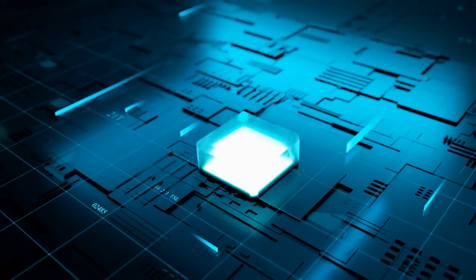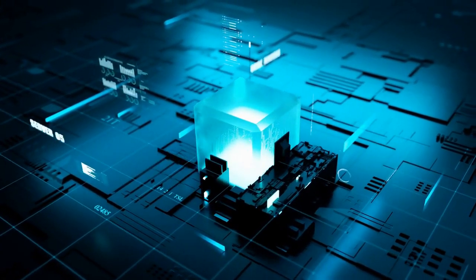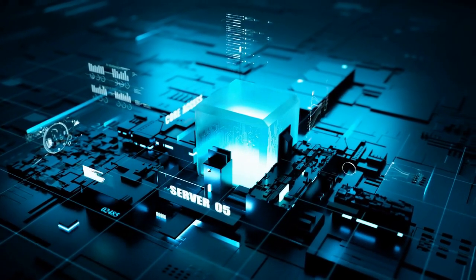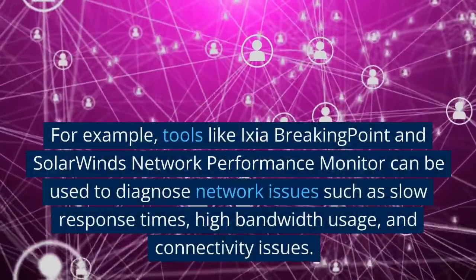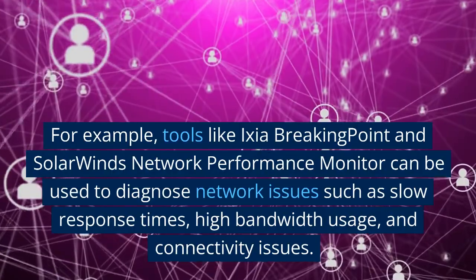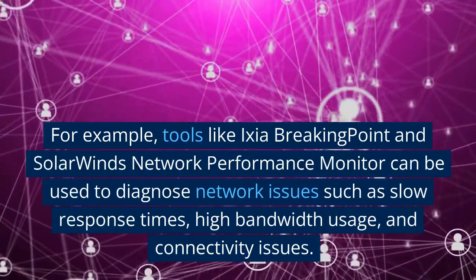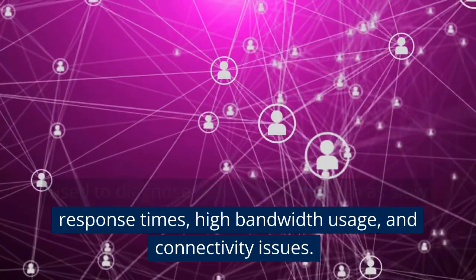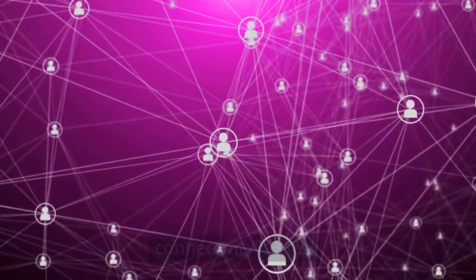Network problems can also be fixed with AI by using tools such as AI-based network diagnostic tools. These tools use machine learning algorithms to analyze network traffic and identify patterns or anomalies that may indicate a problem. For example, tools like Ixia Breaking Point and SolarWinds Network Performance Monitor can be used to diagnose network issues such as slow response times, high bandwidth usage, and connectivity issues.